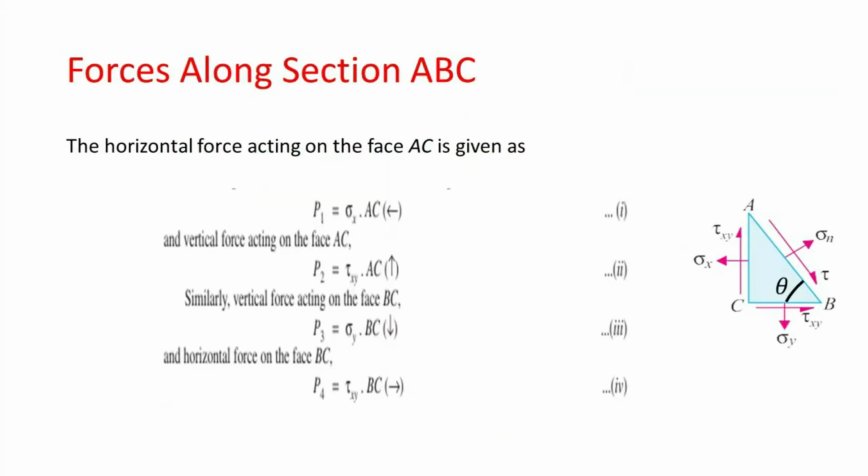Now forces along section ABC can be extended further, and so we can write P1 as sigma x AC into 1. The arrow sign shows that it is in the left direction, sigma x. P2, again the arrow sign shows that it is in the up direction, tau xy into AC. P3 is sigma y into BC. You can see sigma y multiplied by this BC, and the arrow is down, so it is on the downside. And at last, P4, which is tau xy BC into 1, in the right direction, so this is the shear on this BC. So 2 are direct stresses, perpendicular to each other, and 2 are shear stresses on both the faces AC and BC.